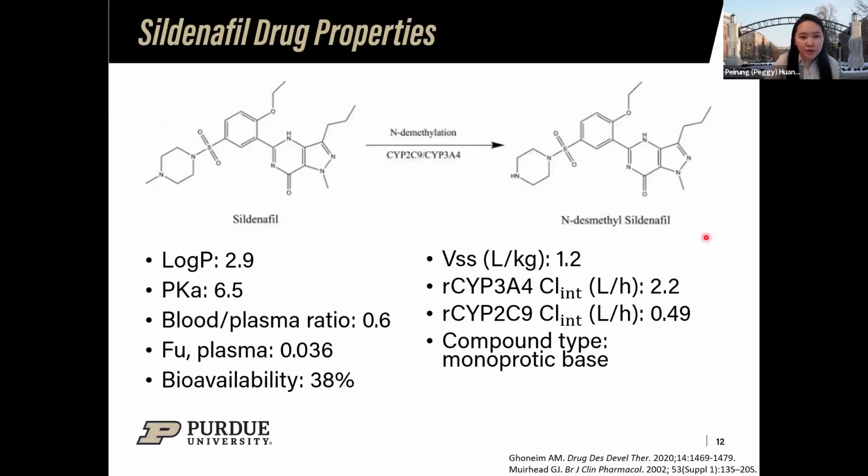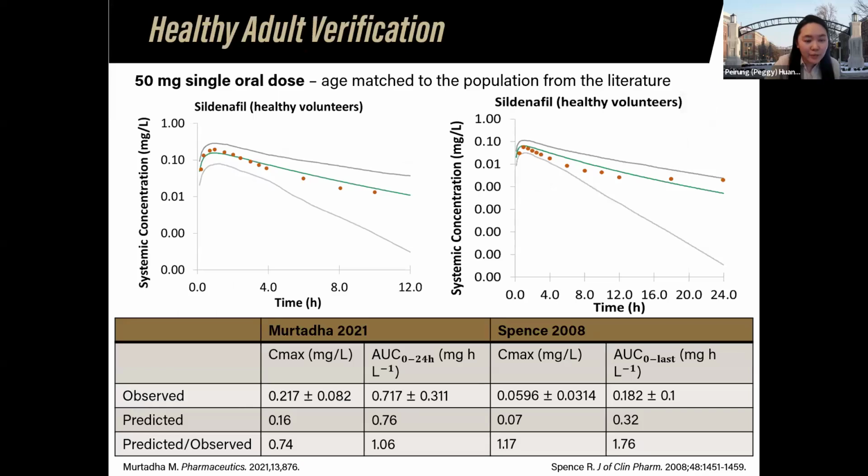Sildenafil drug properties are shown here. It is a highly protein-bound drug with 95% protein binding, and its metabolite is also active. So these parameters will also be used in our adult model verification. And we also compare to two clinical studies from the literature. As you can see here, they both administered a 50 milligram single oral dose. They are age matched to the population from the literature. And the predicted versus observed ratios are also within the twofold range, indicating the data is fitting quite well.